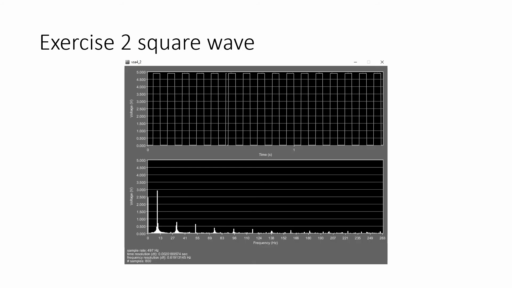Exercise 2 demonstrates a square wave with the frequency domain on the bottom. We can see that it's not a perfect square wave, which is not possible because of the various frequencies that the ENSCOPE generates to approximate a square wave to the best of its ability.